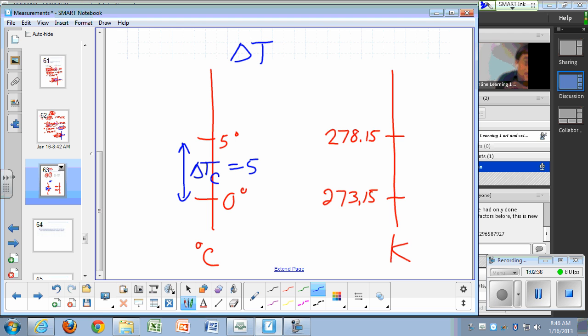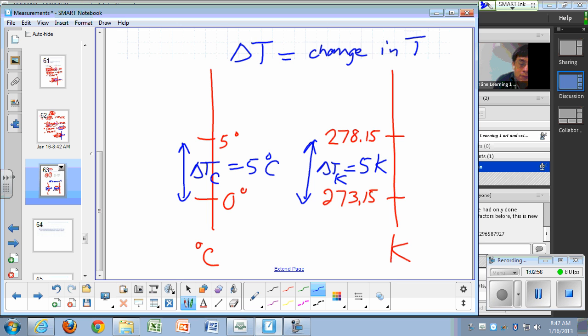A change of 5, if delta T on the Celsius scale is 5. Anytime you use the word delta before a symbol, that means change in whatever that symbol is. So delta T means change in T, right? Or difference in the T values. So a delta T of 5 corresponds to what delta T on the Kelvin scale? 5 degrees Celsius corresponds to a change of 5 Kelvin.